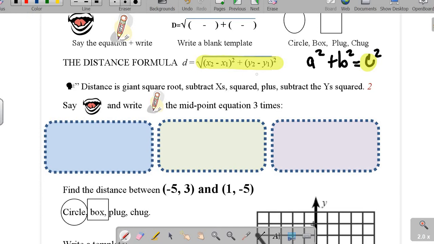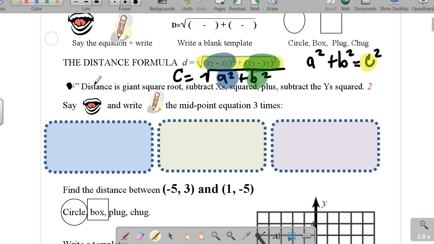So watch, I'm going to switch it around, and we have C equals the square root of A squared plus B squared. That's how these are related. The distance equation is a variation of the Pythagorean theorem.